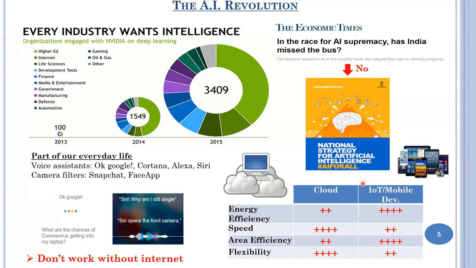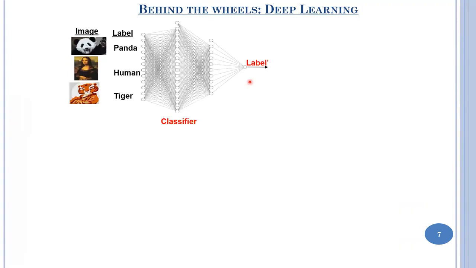Before I get into the details of non-human computing systems, let me also talk about deep learning, which has been the driving force behind artificial intelligence. I will talk about a simple deep learning primitive called a classifier. Depending upon the input image it receives, it classifies it into a particular label or category. The nodes that you see here, the circles, are called neurons. And the connections between the nodes are called synapses.